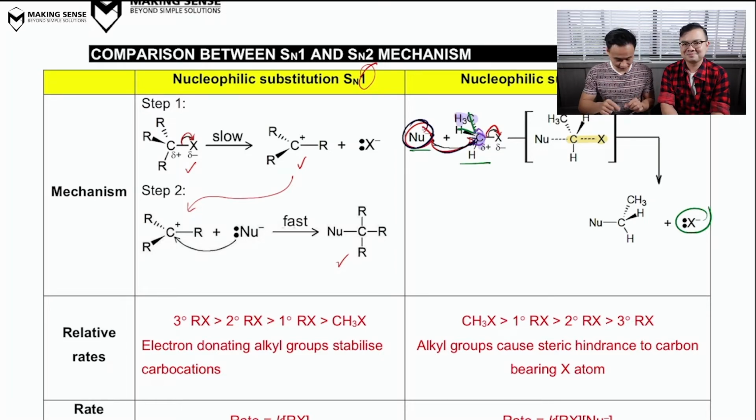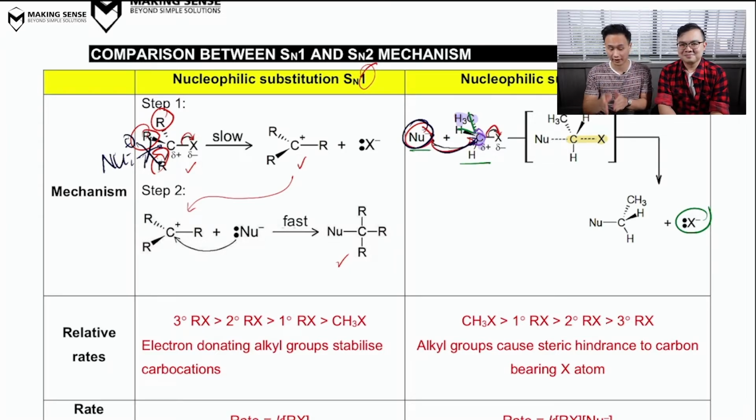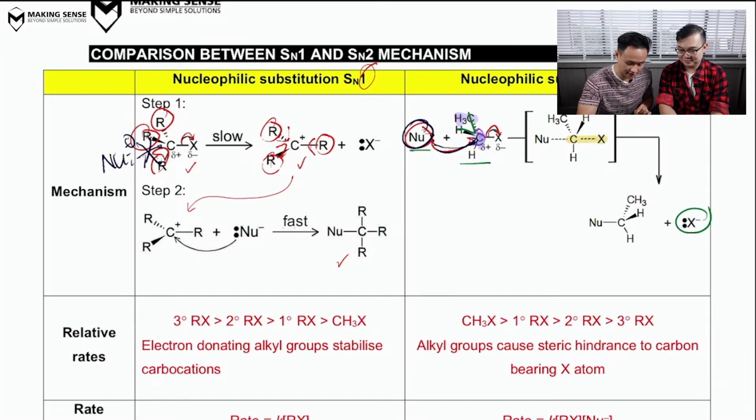But if the carbon is sterically hindered and you have big fat alkyl groups blocking that carbon, then it's very difficult for the nucleophile to come in and attack. So this is exactly when no more backside attack happens, and that C-X bond breaks heterolytically to give you that carbocation, which is stabilized by your electron donating alkyl groups, dispersing that positive charge and stabilizing your carbocation.